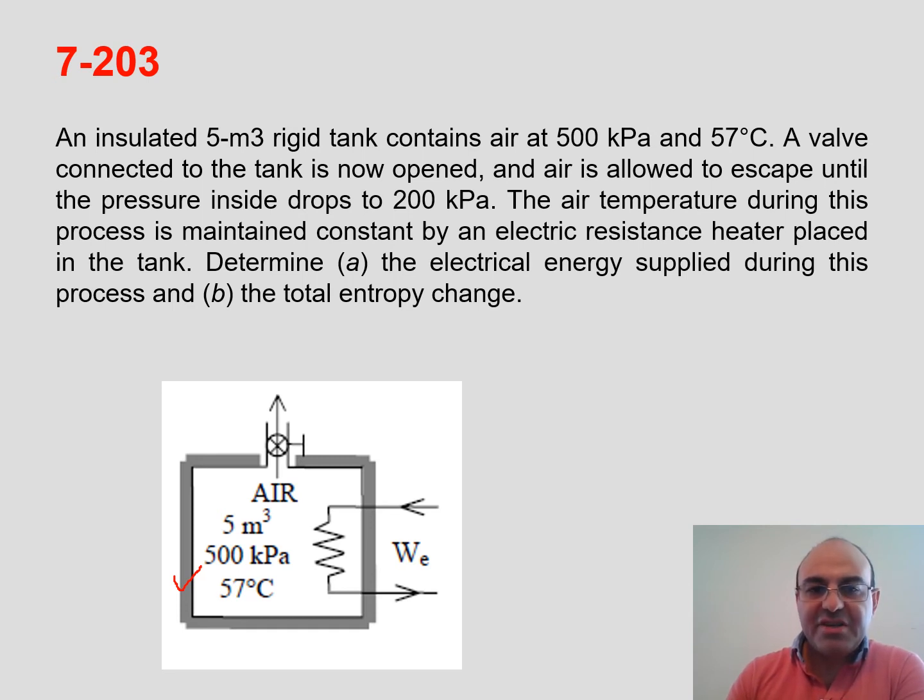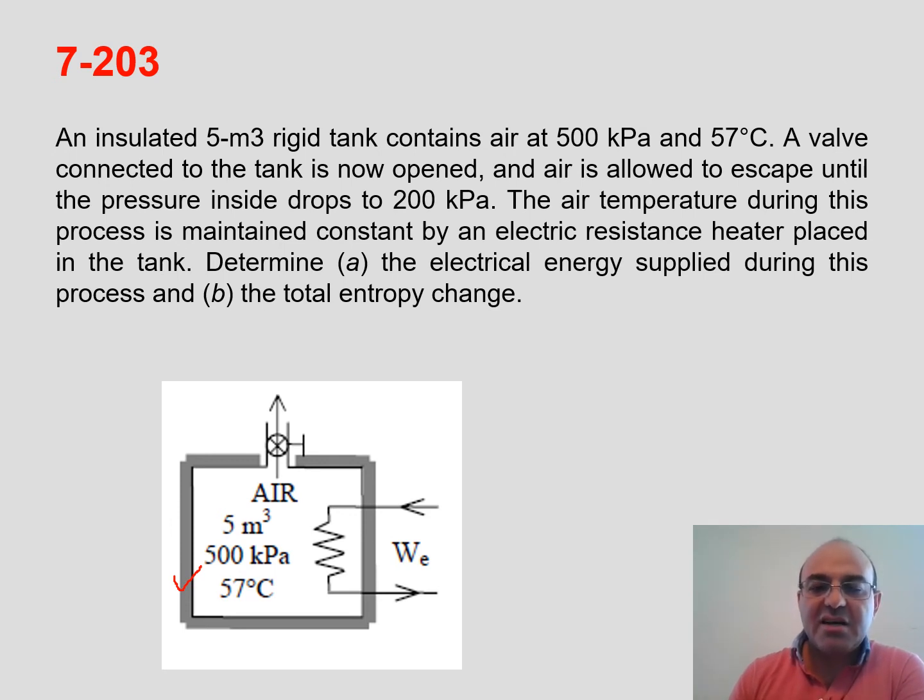The air temperature during this process is maintained constant by an electric resistance heater, so it performs work. Work is converted to heat, so the temperature doesn't change. We want to determine the electrical energy supplied during this process, so we need the first law, and we need the total entropy change. We need the second law and entropy balance.